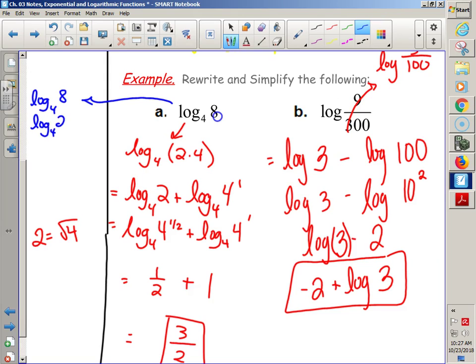Well, how does that help? Oh, I could bring the 3 down. And I can make 2 the square root of 4. Oh, that cancels out. 3 times a half is 3 halves.